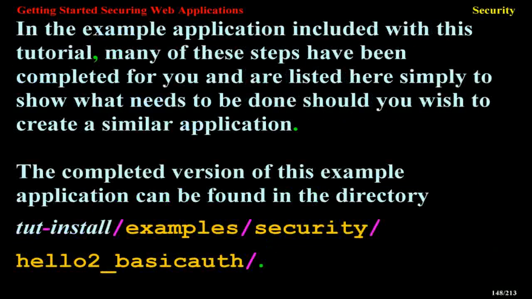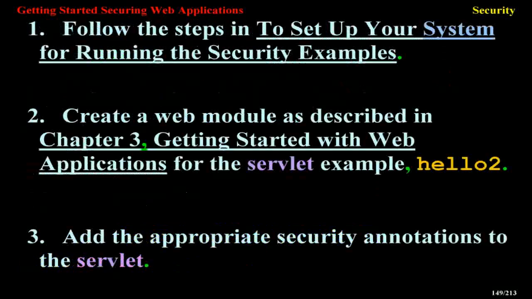In the example application included with this tutorial, many of these steps have been completed for you and are listed here simply to show what needs to be done should you wish to create a similar application. The completed version of this example application can be found in the directory tut-install/examples/security/hello2-basic-auth. Follow the steps to set up your system for running the security examples.